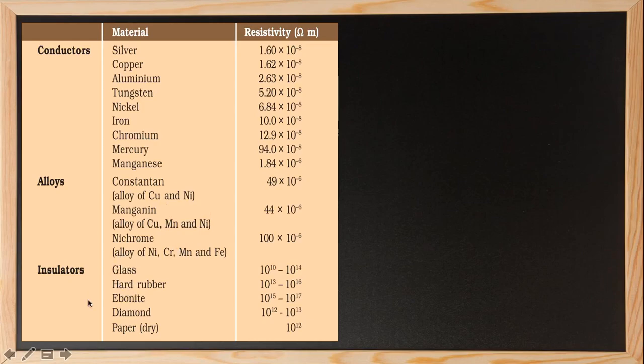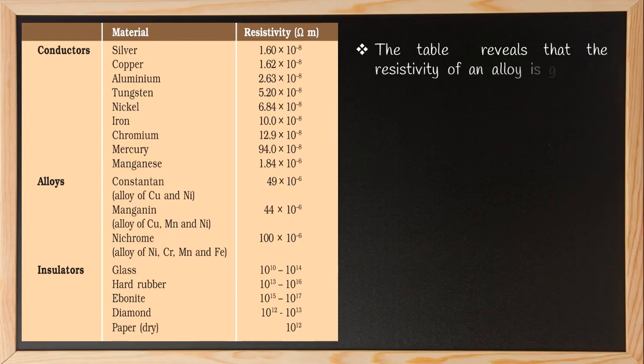Now let us see insulators. In the insulators you have glass, that is 10 power 10 to 10 power 14. Next is hard rubber, 10 power 13 to 10 power 16. Ebonite, 10 power 15 to 10 power 17. Diamond, you have 10 power 12 to 10 power 13. And the last one is dry paper, which is present in our books, that is 10 power 12.